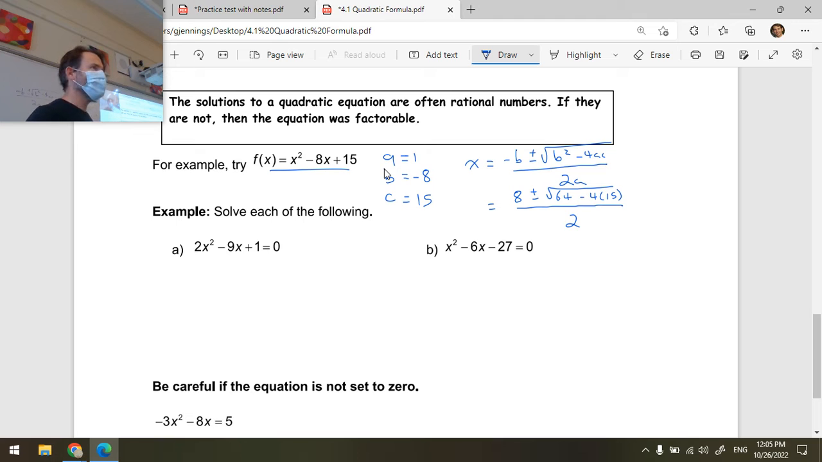Well, why is 8 positive? Because we want -b, but b was -8. So -(-8) is +8. You count your negatives. If it's an even number of negatives, then it's a positive. If it's an odd number of negatives, sorry?